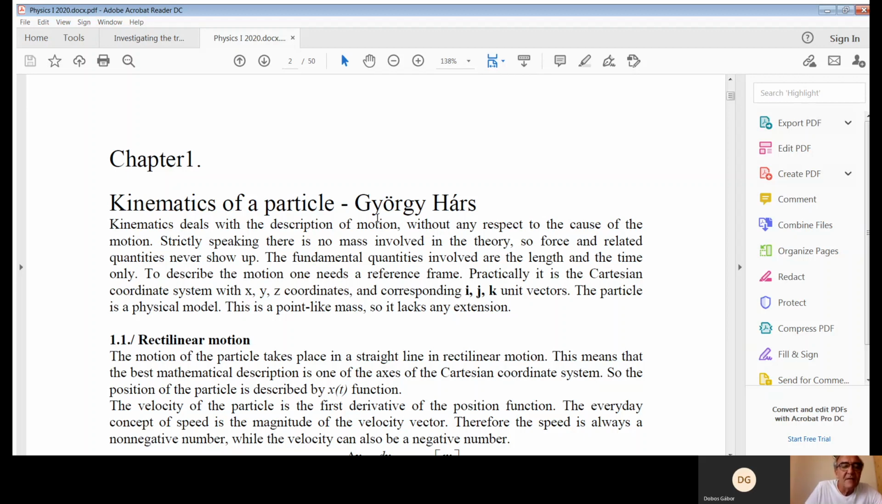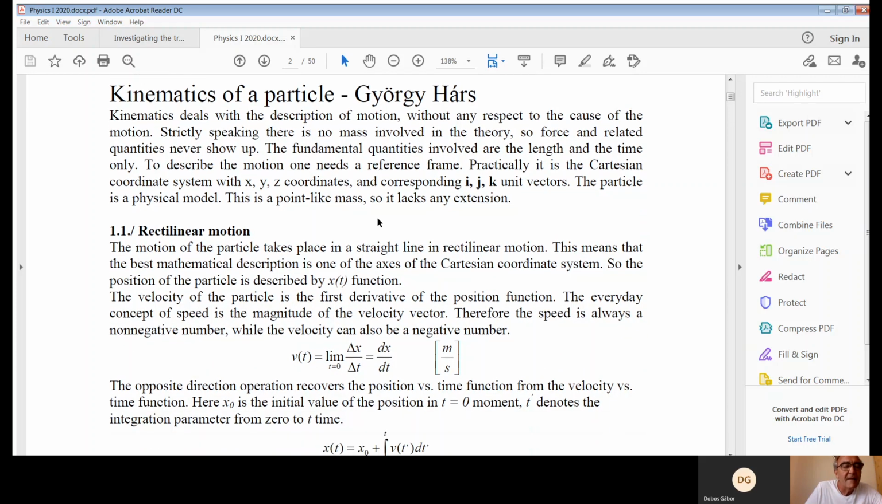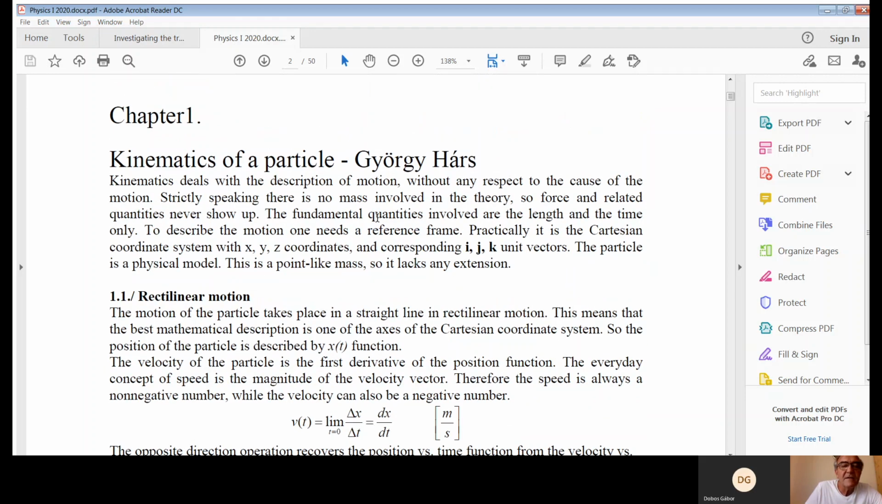So if we are talking about a particle in terms of physics, we just consider it as a mathematical point. We don't care about its extension. So it's a point-like mass which lacks any extension. This is the model we are using, and we will discuss the kinematics of the particle.